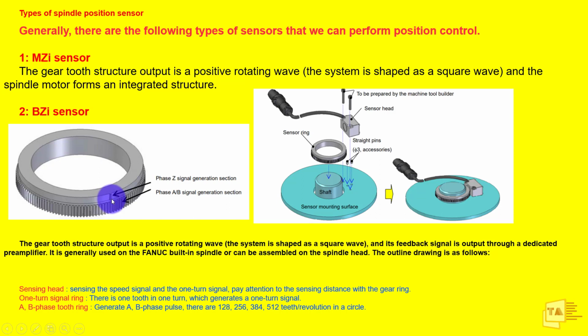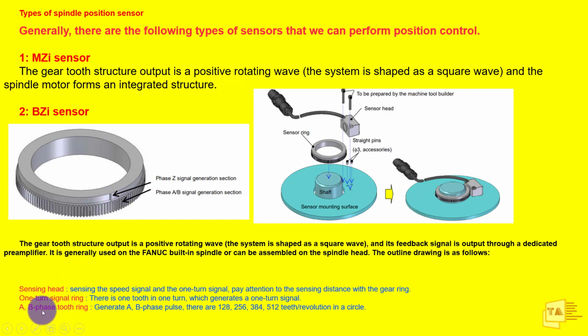We can set our position according to the requirement, the record position. So we can set this phase Z. So this is the spindle orientation ring, or you can call it a one-turn signal ring. If you give a one-turn signal, then the spindle will rotate and stop at this tooth. Okay, so now our spindle is in orientation position. So this is how spindle orientation happens inside the CNC.